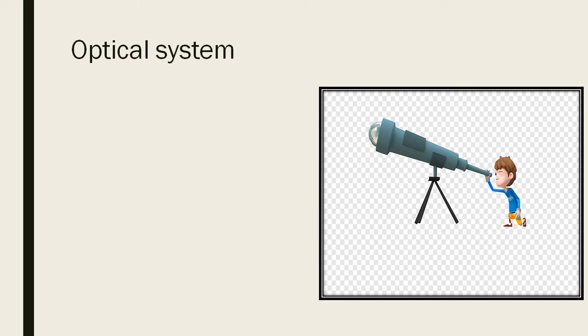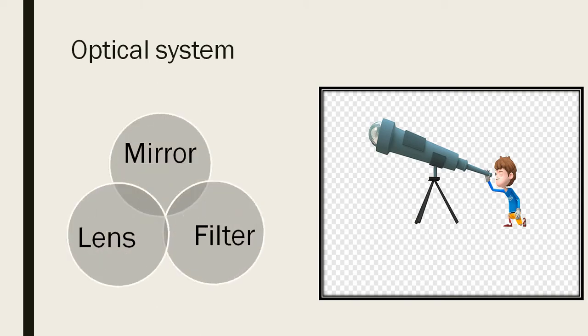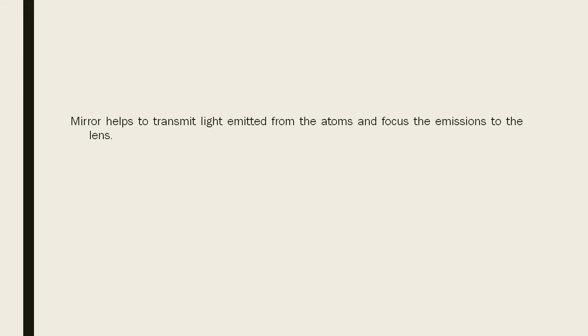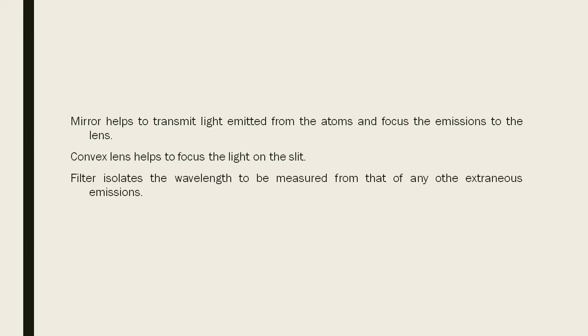Next is the optical system. The optical system consists of mirror, lens and filter. Mirror helps to transmit the light emitted from the atoms and focus the emissions to the lens. Convex lens helps to focus the light on the slit. Filter isolates the wavelength to be measured from that of any other extraneous emissions. So let us now look at all the parts one by one.